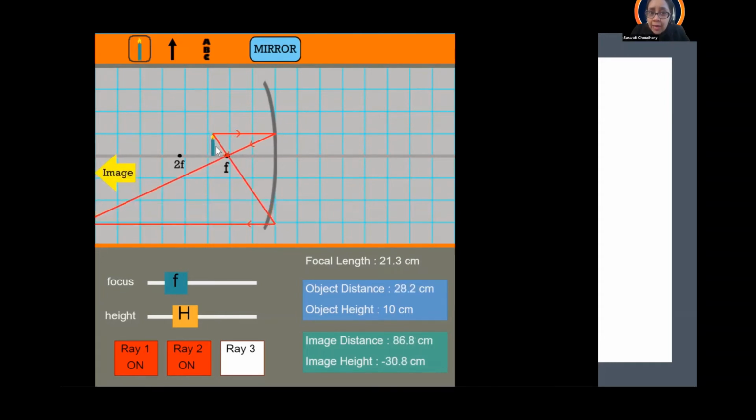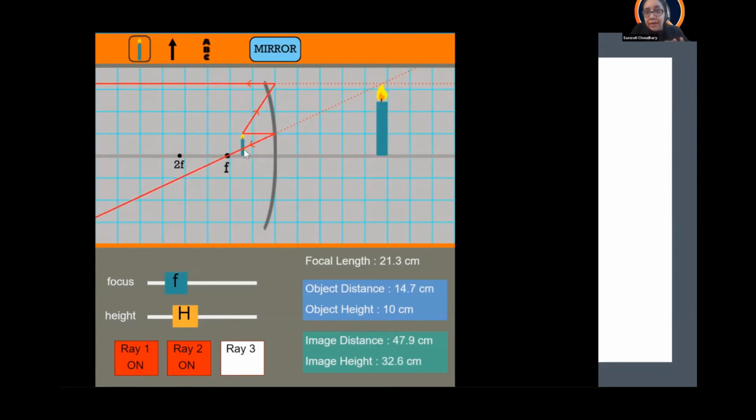And what happens when I keep it on the focus? The image forms at infinity. This is a very important part, and we have to remember that whenever we place the object at the focus, then the image forms at infinity.